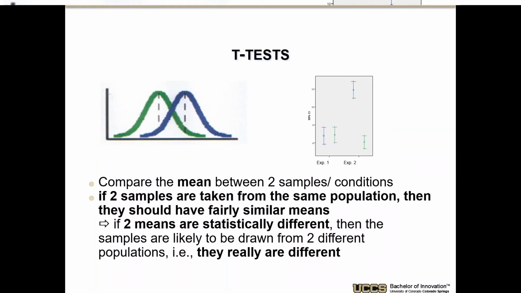So let's look at t-tests. The underlying question for a t-test is, I'm going to compare the mean between two different distributions. So if I have condition 1, the green condition, and condition 2, the blue condition, I want to answer the question, is there a difference between the means for green and blue? My null hypothesis is going to end up being there is not a difference.